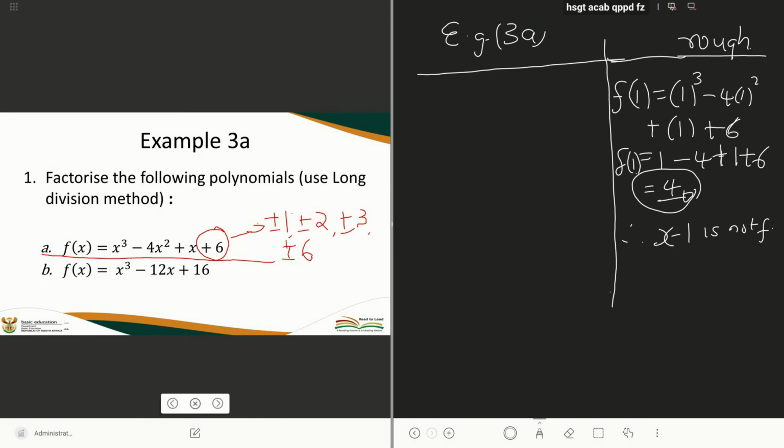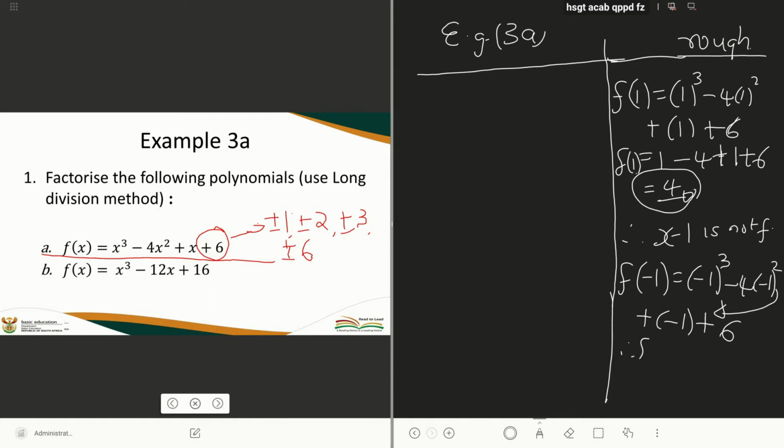So how do you do that? Simple. You substitute your x now with negative 1. Just say f at negative 1 is equal to negative 1 cubed minus 4 into negative 1 squared, then negative 1 plus negative 1, right? From your original. Make sure that you substitute correctly. And then we have plus 6.